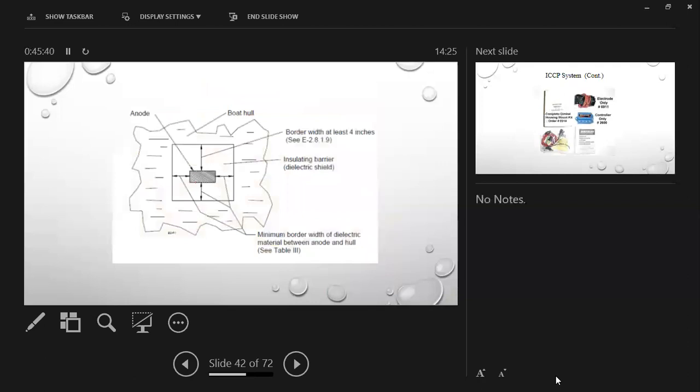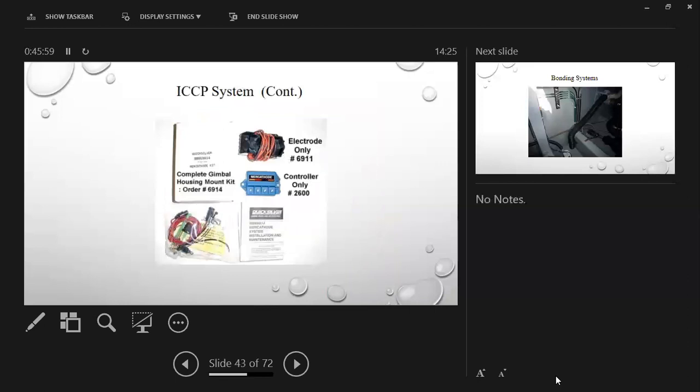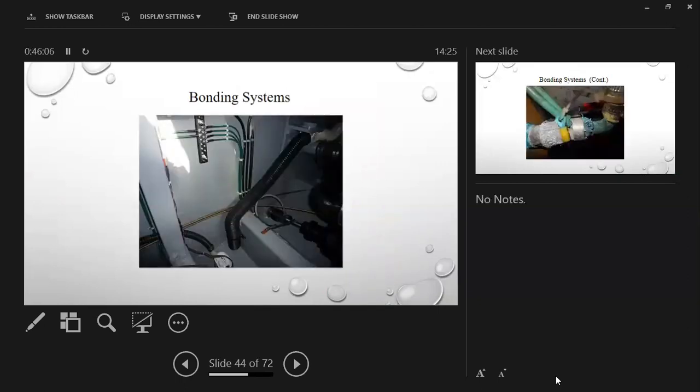If you do use an impressed current cathodic protection system, and it's normally on a metal hull, you have to protect the hull around the anode from the electrical current around the anode. So you'll see a dielectric shield. Here's the most common ICCP system, the Mercathode system. Bonding system, here's a nice bonding system, green wires, everything's tied together. You can see one bonding wire comes down to a shaft brush.